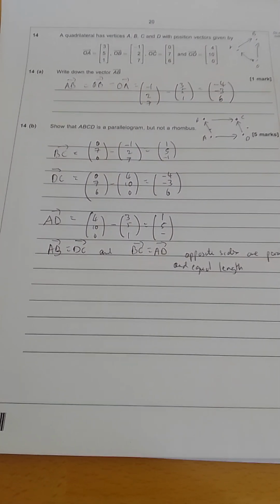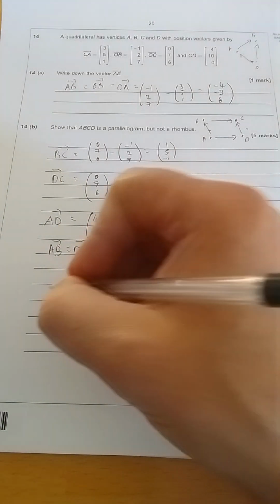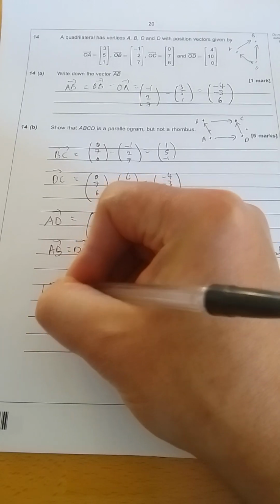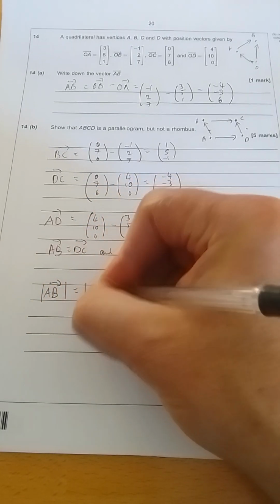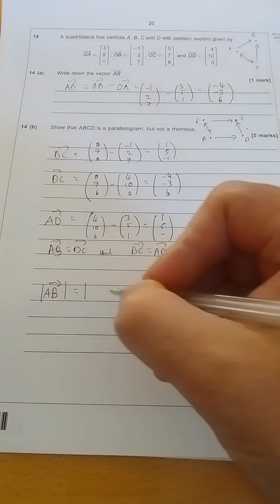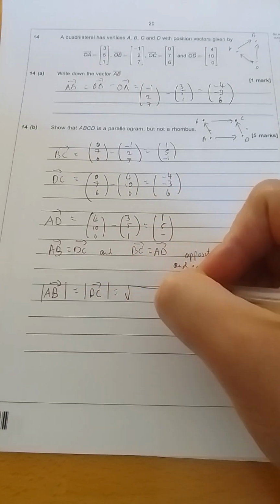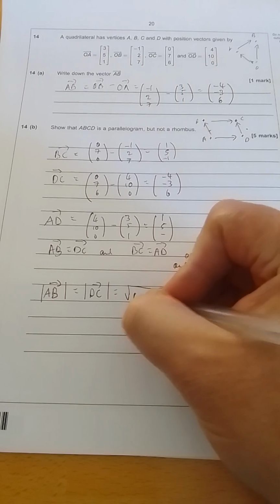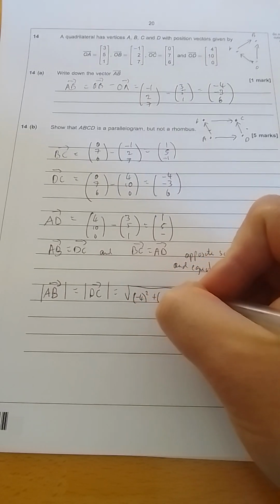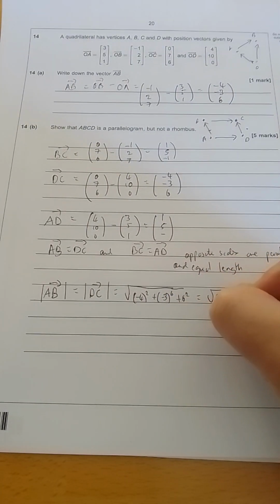But now we can compare the side lengths. So we use Pythagoras for this. So if we work out the length of AB, it will also be equal to the length of DC, because that's the same vector. And it will be the square root of minus 4 squared plus minus 3 squared plus 6 squared, which is the square root of 61.